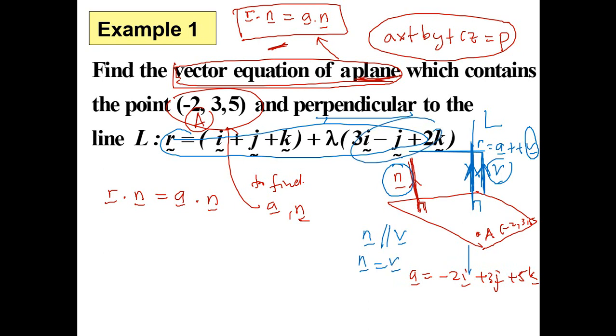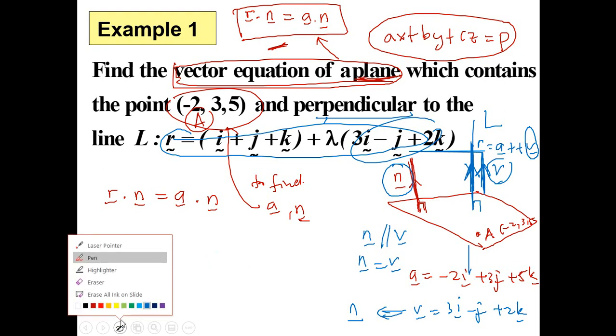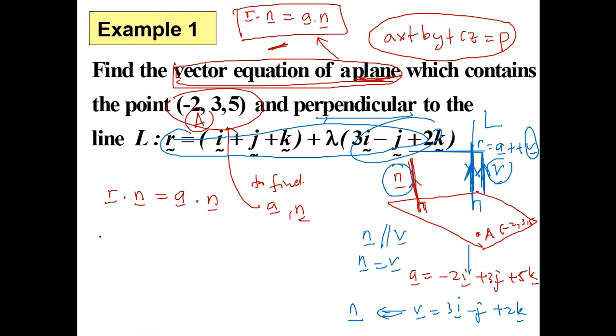This is vector v. So v is equal to 3i minus j plus 2k, or we can say that this is equal to vector n. Then substitute in the formula. R is any vector, just write r. n is v. 3i minus j plus 2k is equal to vector a, which is negative 2i plus 3j plus 5k, dot n.